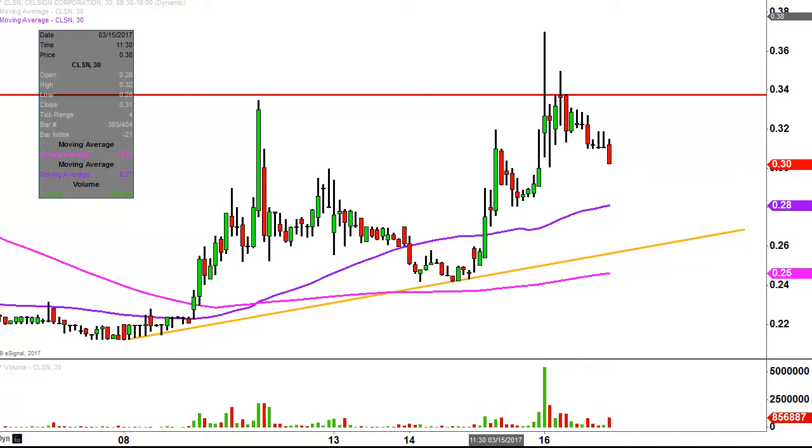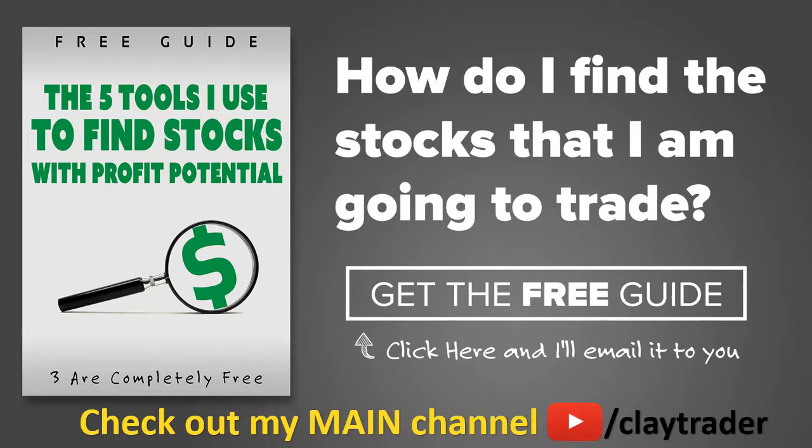So good volume in this one today. We'll see if the bulls can continue on with the volume and build some and continue to build this uptrend. We shall see.